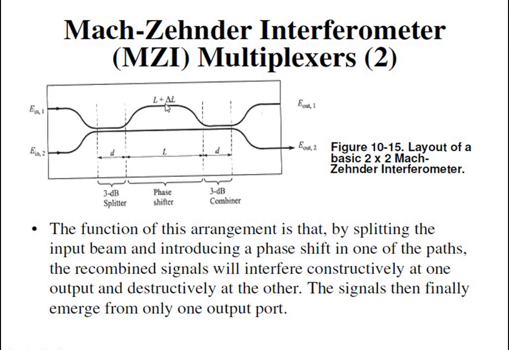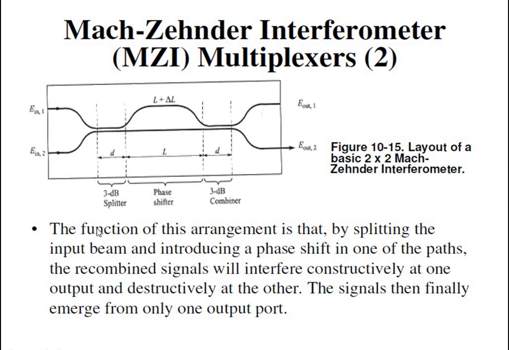Here we have the waveguides in which one waveguide has a length greater than the other waveguide by a factor delta L, and this is used to provide a phase shift. Then the last section is a 3 dB coupler which recombines the signals at the output. So that is why it is called the combiner.